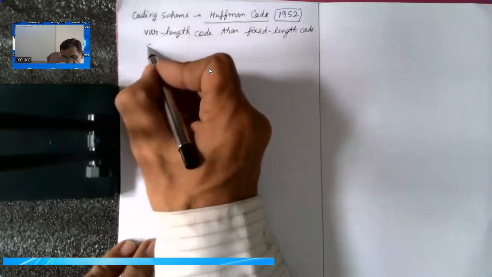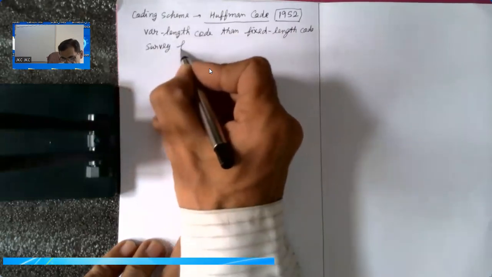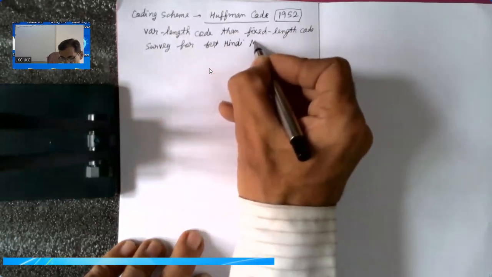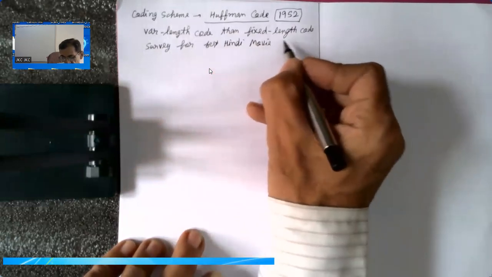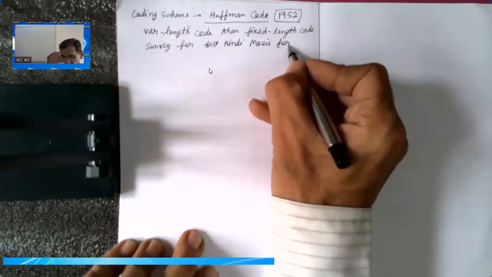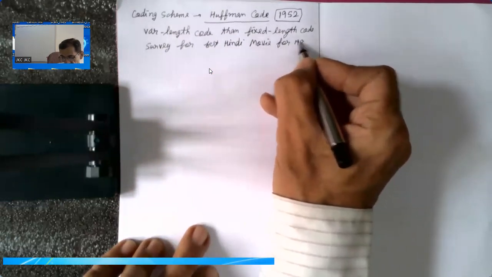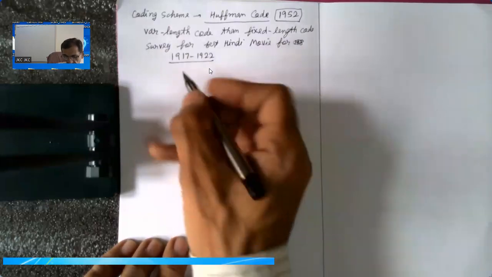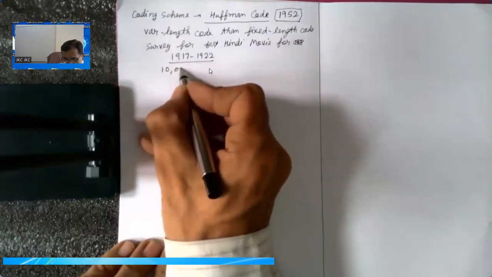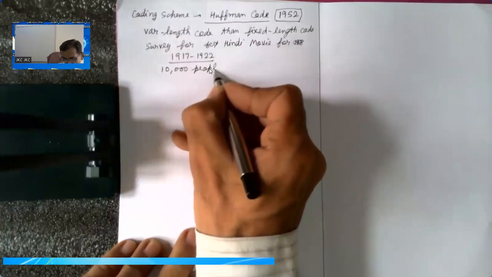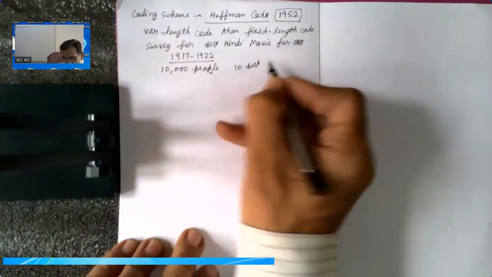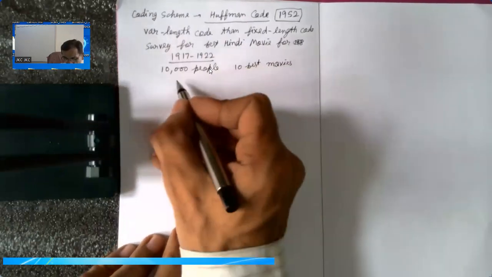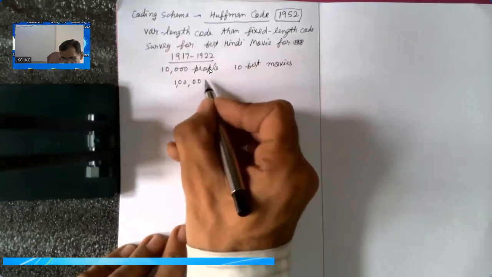Let's say there is a survey being done for best Hindi movies of the last 5 years. So there is some public survey being done, for the period, let's say, 1917 to 1922. Let's say there are 10,000 people, and each person tells the 10 best movies. So the names of 10 best movies are to be given. Effectively, that means there are going to be a total of 1 lakh movie names which will be told.